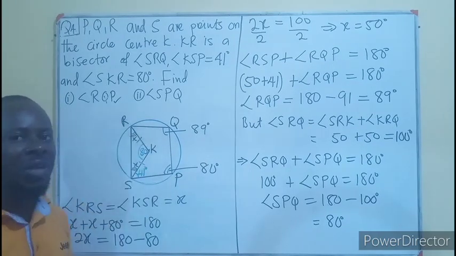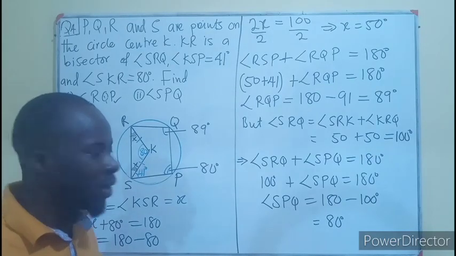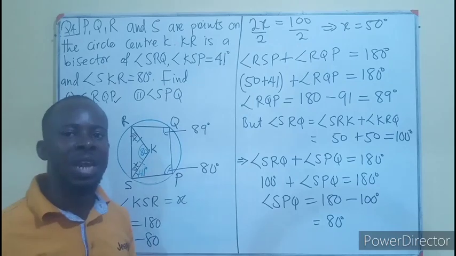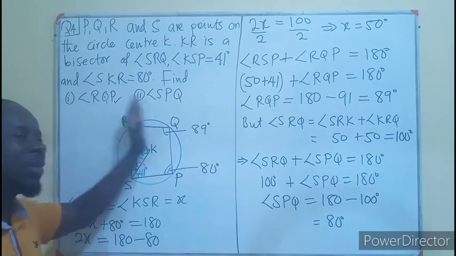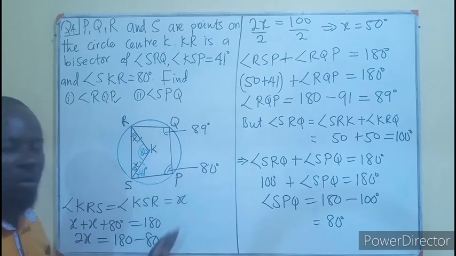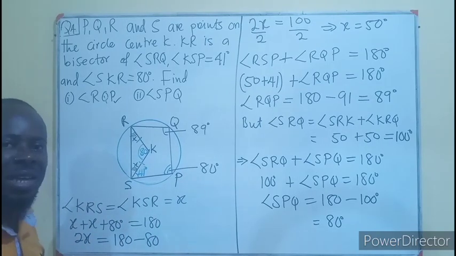If you add all those angles, you should be able to get 360, which is the sum of angles in a quadrilateral. So using the properties or the theorems, if you bring the theorems to bear, you should be able to find any missing angle.